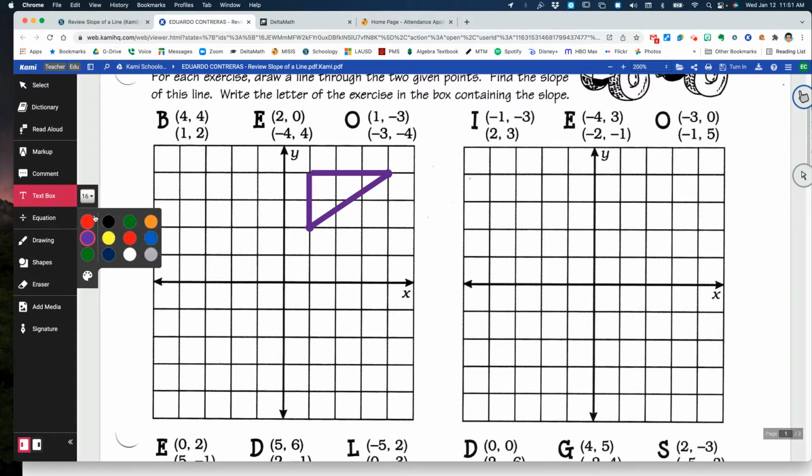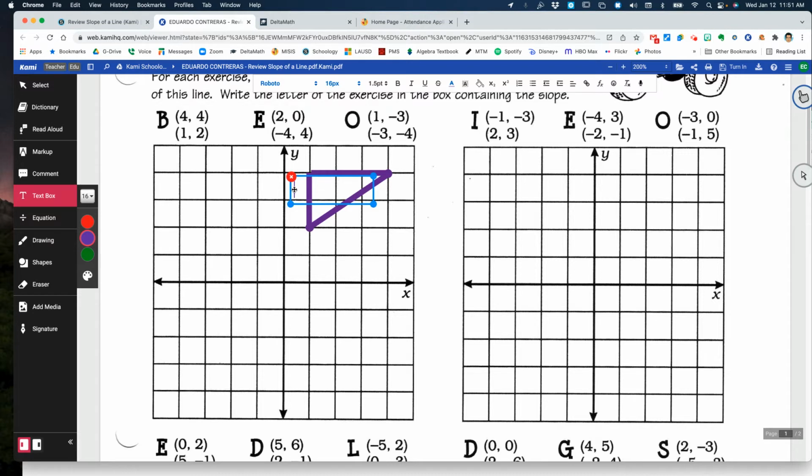Ooh, everything's set to purple. I'm liking this. Okay, I'm going to go to text and I'm going to type in the rise and the run. Looks like I went up 2, right? And since I went up 2, is that positive 2 or negative 2? Yeah. So this is positive 2. Since the lower left point forces me to go up 2, that's positive.